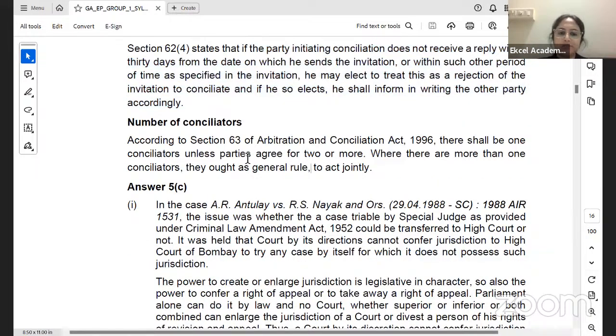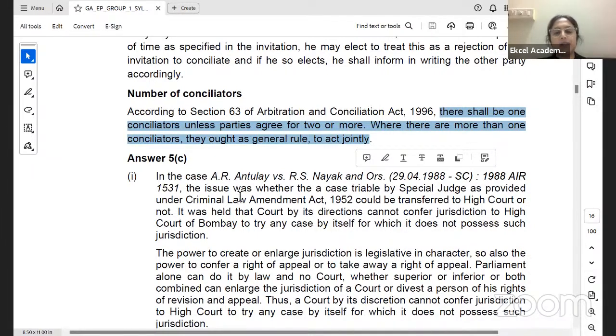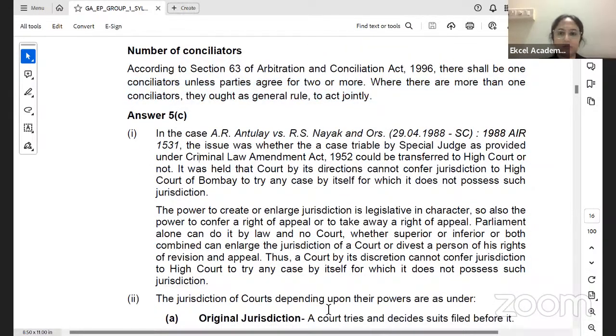The number of conciliators: according to section 63, there shall be one conciliator unless the parties agree for two or more. Where there is more than one conciliator, they ought, as a general rule, to act jointly. So one, two or three, any number of conciliators, not like arbitration. In arbitration you should have an odd number, but in conciliation there is nothing like that. But when you appoint more than one conciliator, it is always a rule that all the conciliators should act jointly. If conciliators only start quarreling, then what are they going to advise the disputants? That is why they have to act jointly.